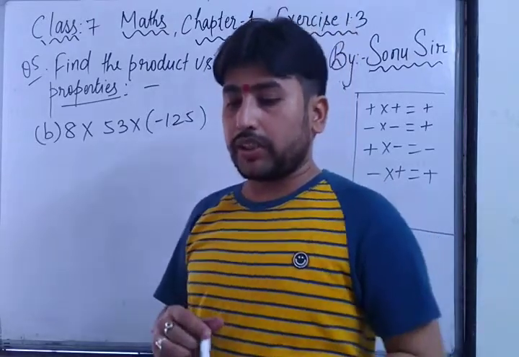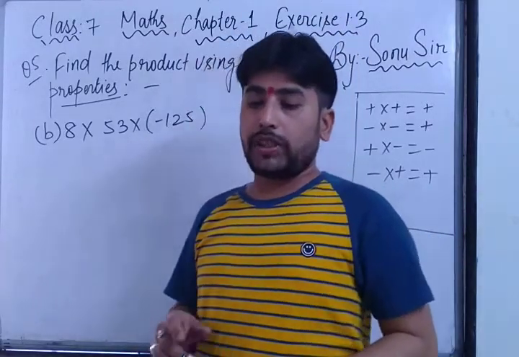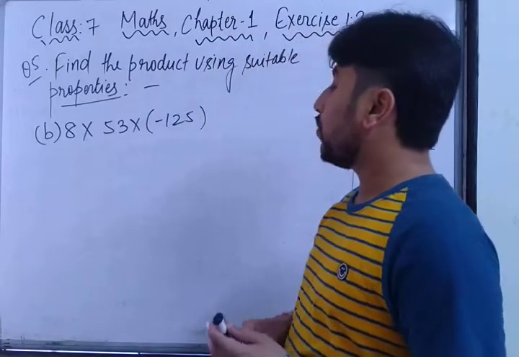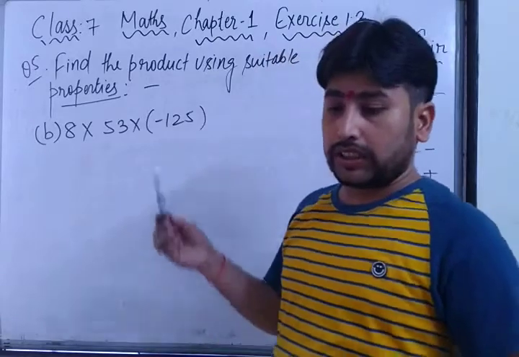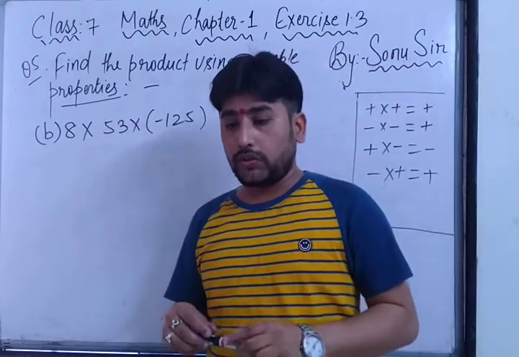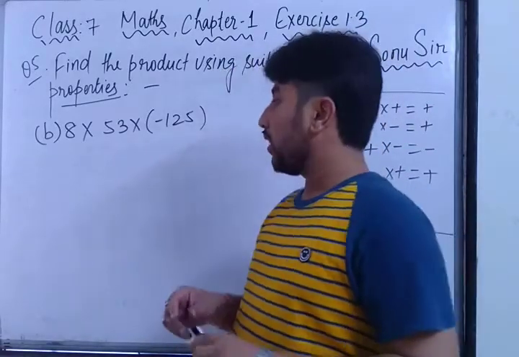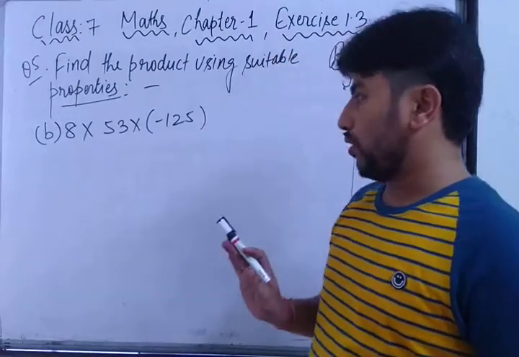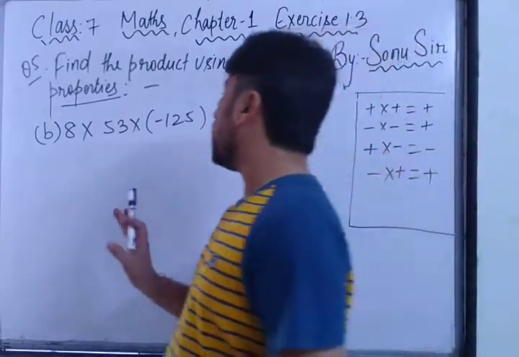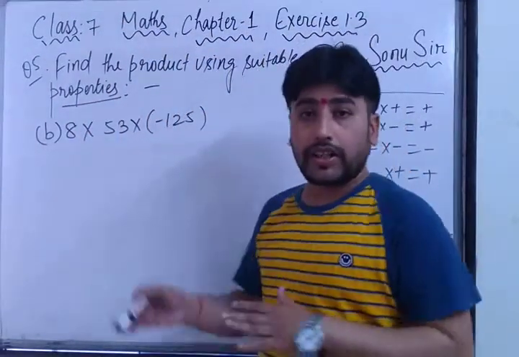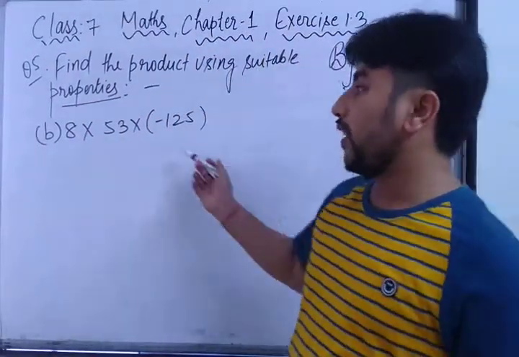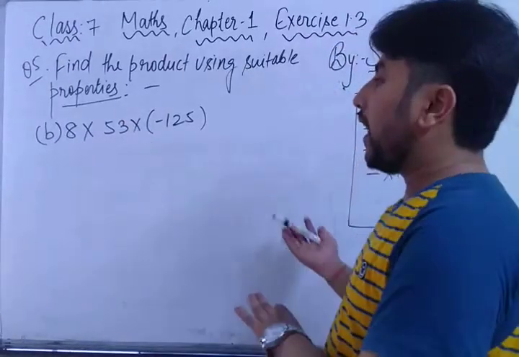So what we have to do in this question is A into B into C. C is here a negative integer. So what you have to do is, suppose you are multiplying any two numbers and you are getting an answer like 100 or 1000 or 10,000, then definitely the third number will be multiplied and we will get the zeros.